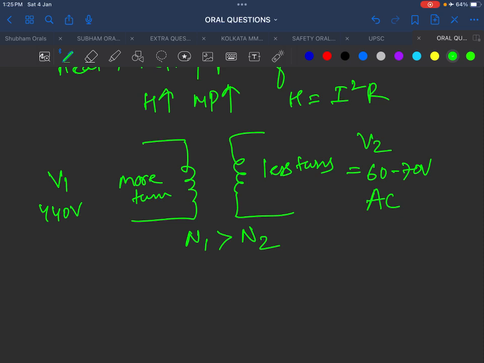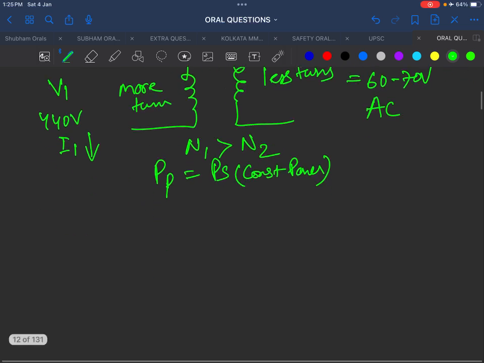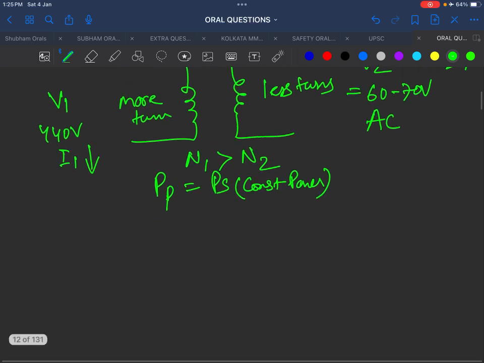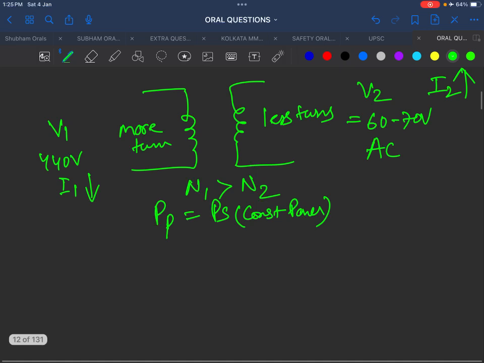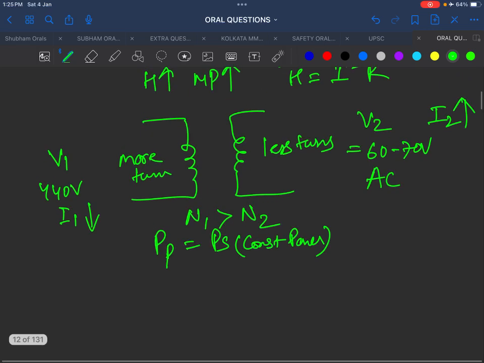So now I2 will increase and I1 decreases to maintain P1 equal to P2. Power same, constant power. Now you can tell very easily: what we are doing here is that the current will increase. By this combination we are using a step down transformer.